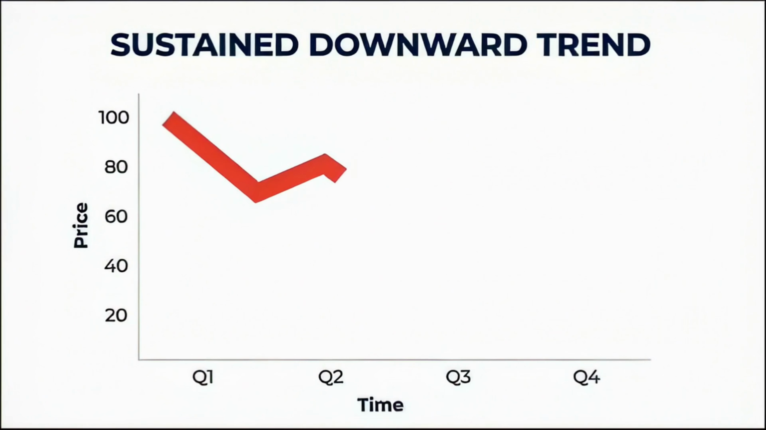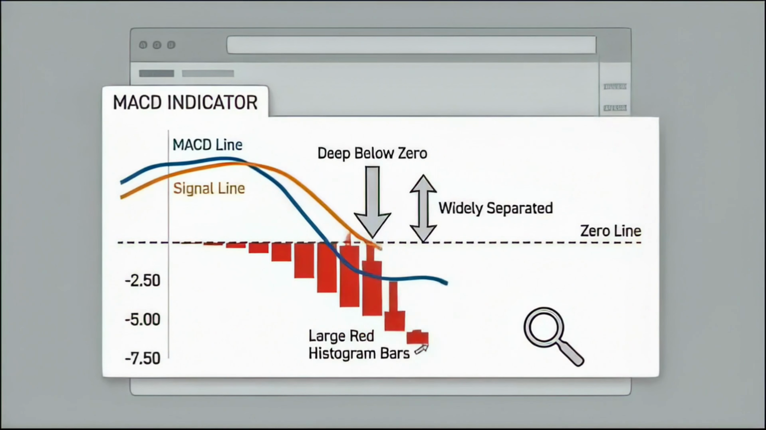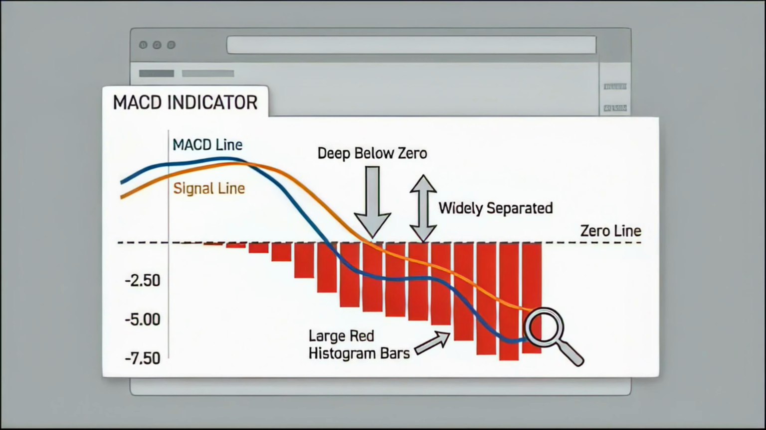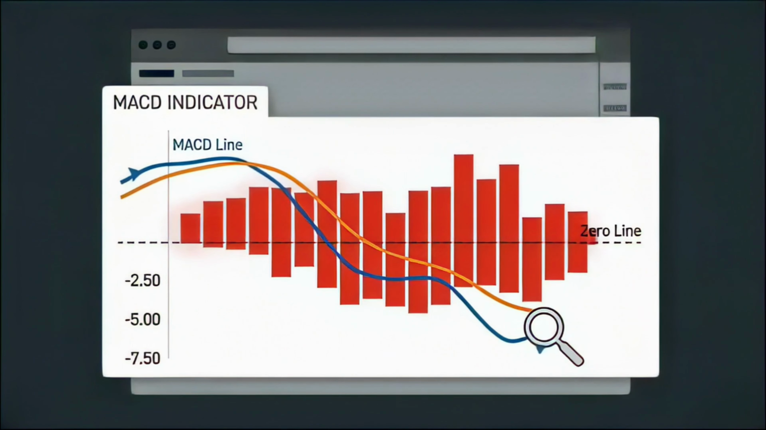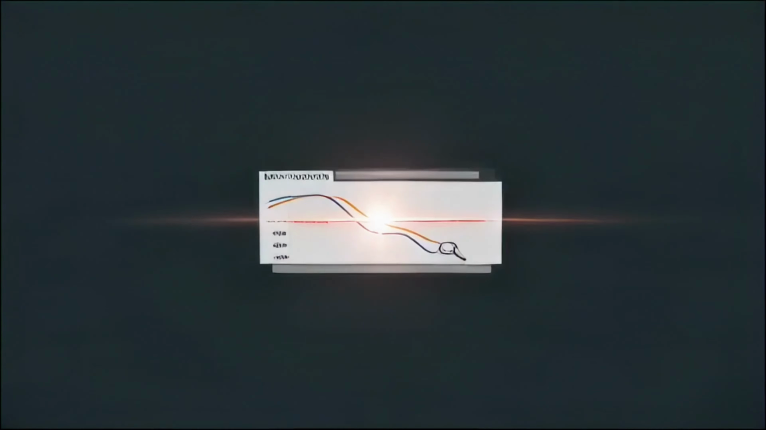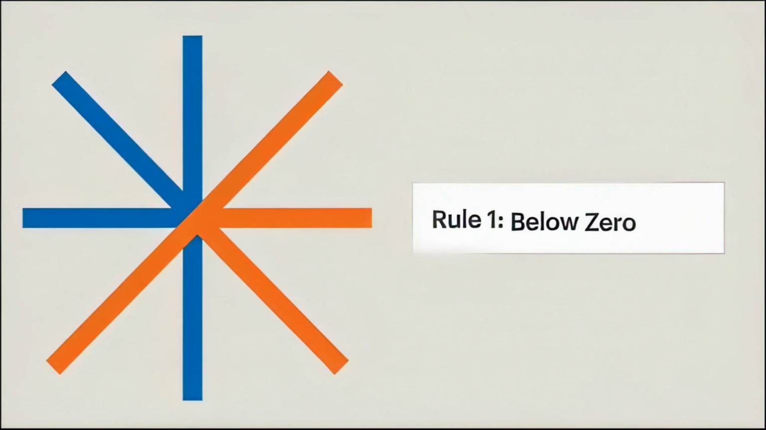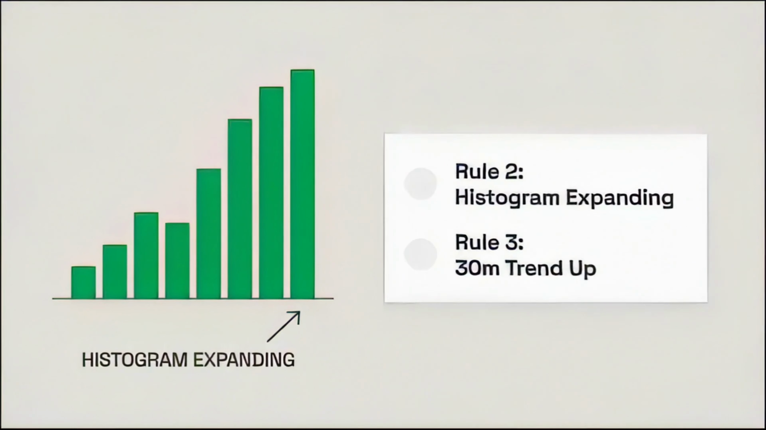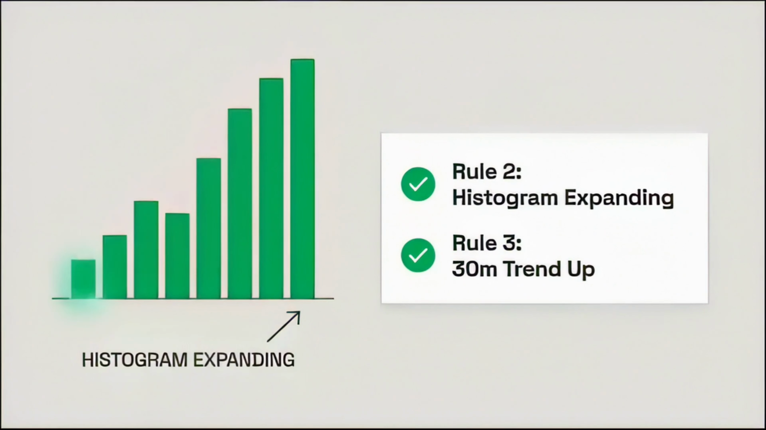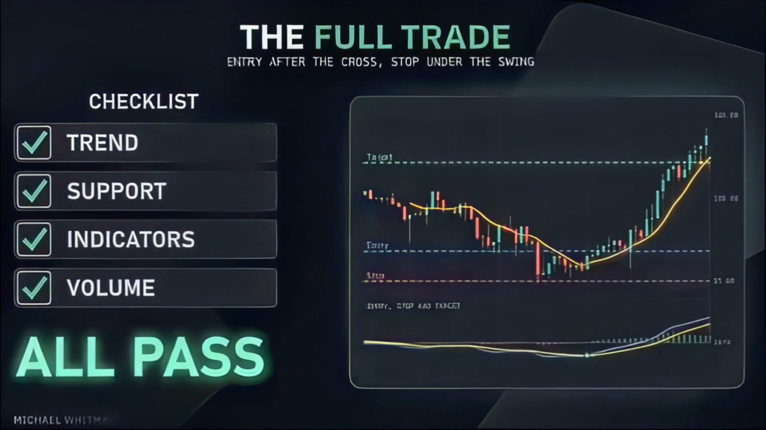Let me walk one through exactly as it happens. The market has been selling off for a couple of hours. The main line is deep below zero, well separated from the signal line, and the histogram bars are large and red. Then the bars start shrinking. 3 candles later, they are almost nothing, and the lines converge. The cross happens. You check rule 1, we are below zero, good. You check rule 2, the histogram immediately starts building green bars, growing each candle, and the 30-minute is leaning up with you. All 3 pass.